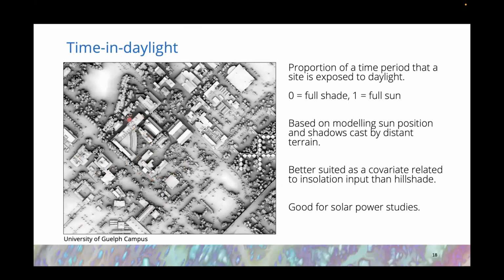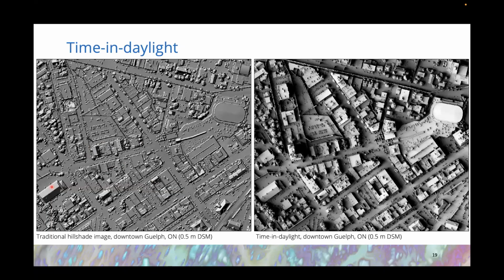Essentially, the dark areas, the values of near 0 are areas that are never in light, they're always in shade. And the areas closest to 1, or the brighter areas, are places where, proportionally speaking, they're much more commonly in sunlight. As a covariate for insolation modeling, or for modeling that involves solar radiation, this is a really good index. It's also a really good index, by the way, just for visualization.